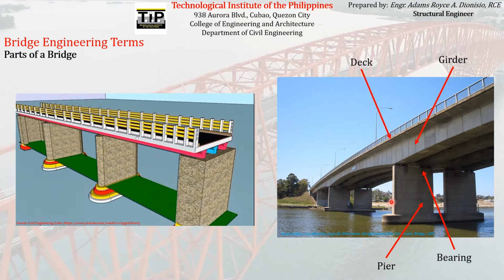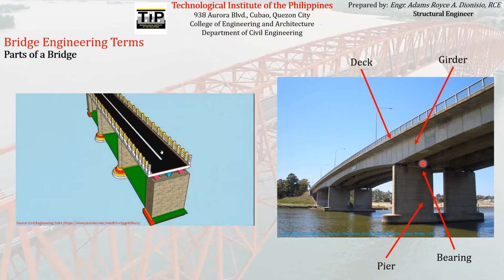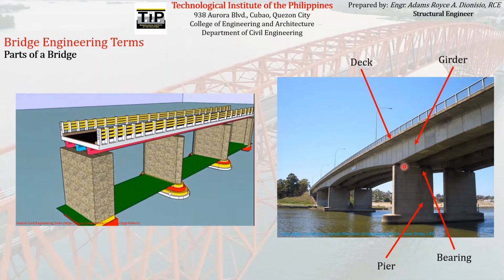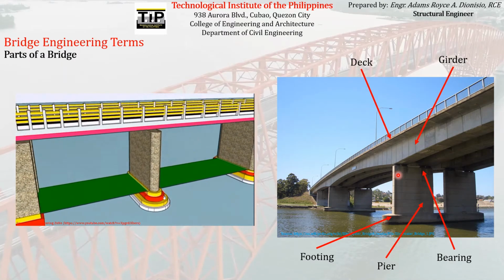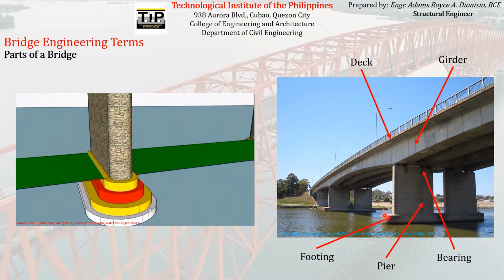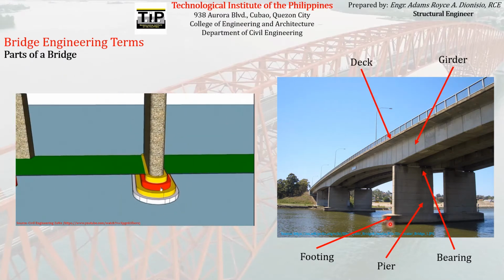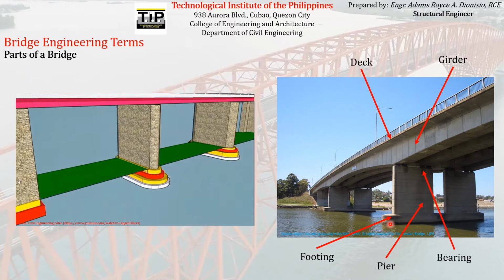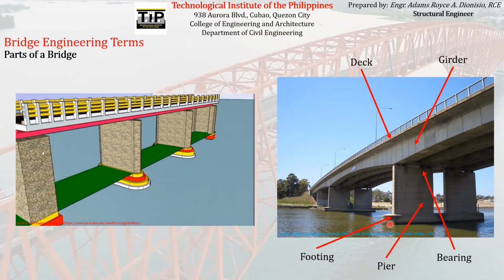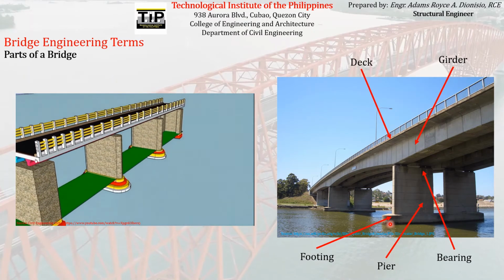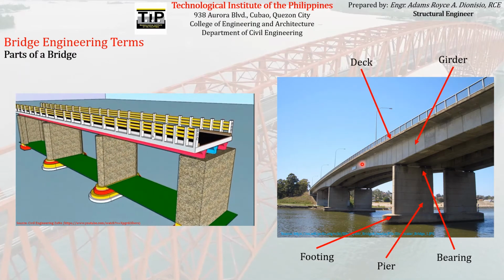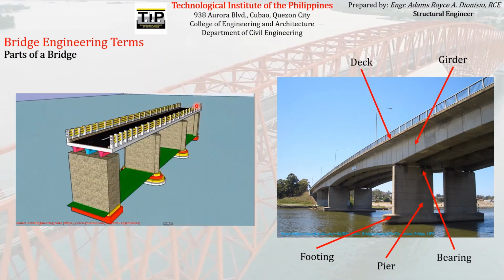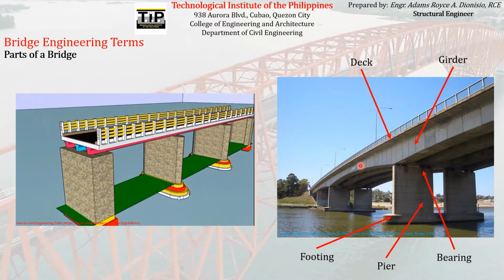And the other part of the bridge that supports everything, the pier, the bearing, the deck, and the girder, is what we call the footing. So this is the footing. The footing can be shallow footing or deep footing depending on the quality of the soil at the highway bridge site. So these are the most common parts of a bridge.